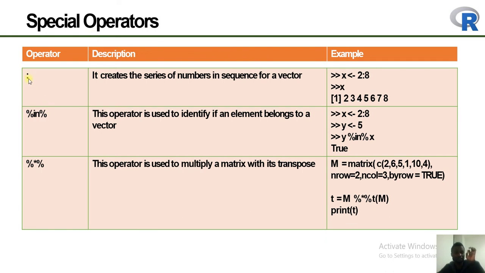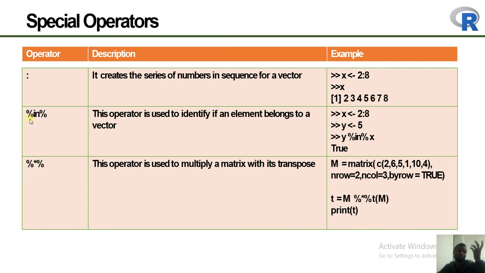So we have this one where we have the colon. What it does is simple. It creates a series of numbers in sequence for a vector. So I am creating a variable, and then I use the assignment operator, and I say 2:8. So what I'm saying is give me values ranging from 2 to 8. And when I print x, I have 2, 3, 4, 5, 6, 7, and 8.